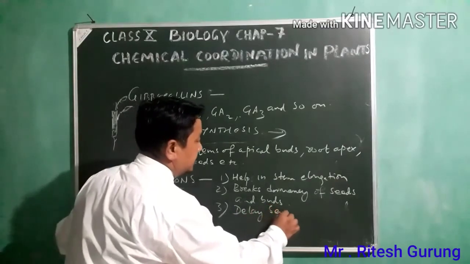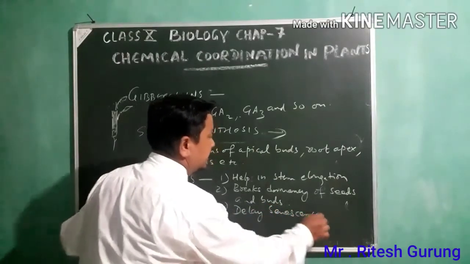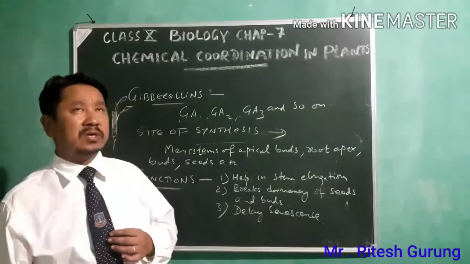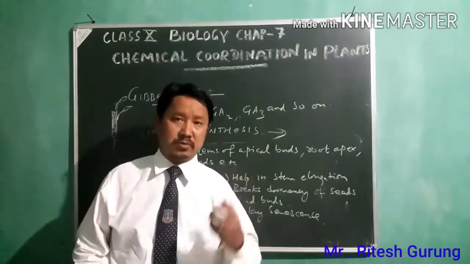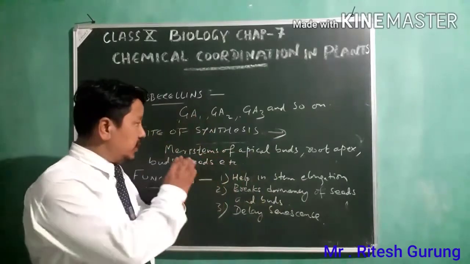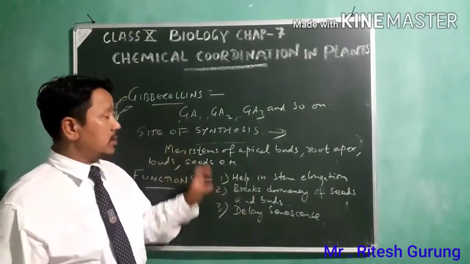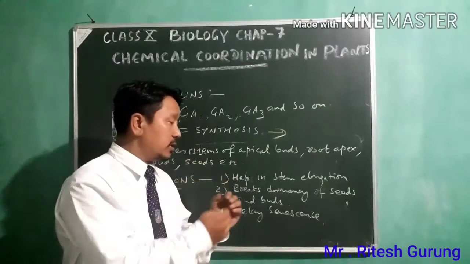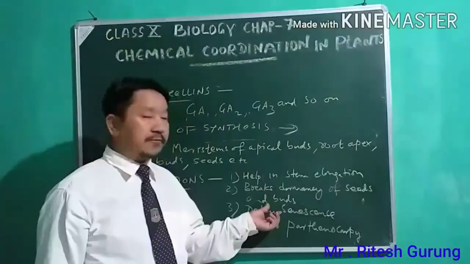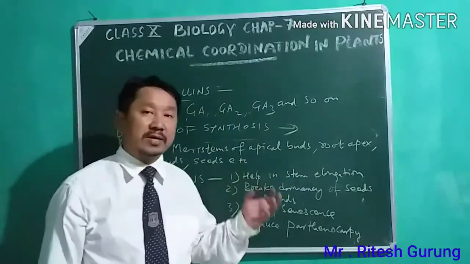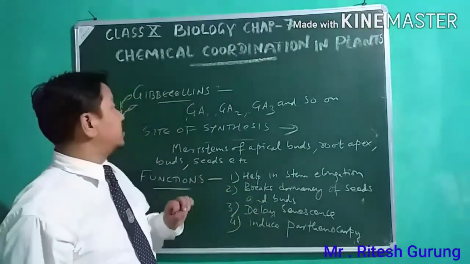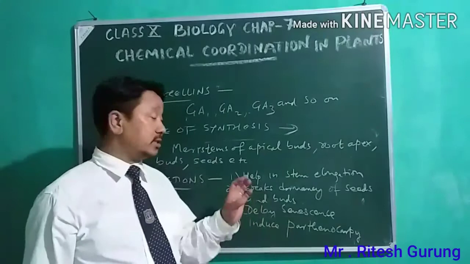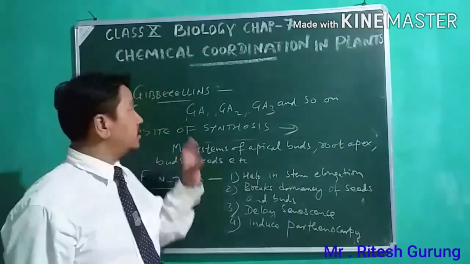Then number 3, delay senescence. Senescence means what? That means growing older, growing old. So these gibberellins make the plants young. It stops aging. In fact, if the plants grow old fast, then they will die very soon. But it doesn't happen so under the influence of gibberellins. It stops early aging of the plants. That's a very important function of gibberellins.